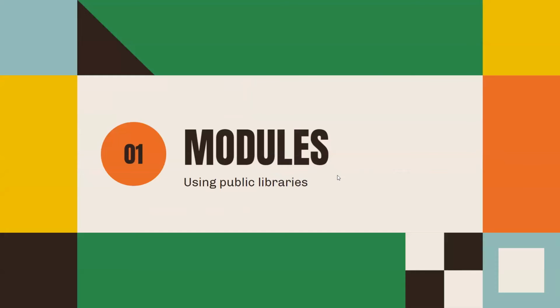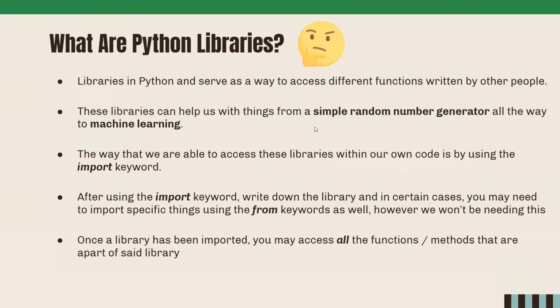Okay, so first off is modules. So let's see, what are Python libraries? A library in Python is pretty much just like a public library. It's a space, or a way that you can access different functions or code written by other people. This is useful because if you had to write out absolutely everything by yourself in Python, it would take forever. Just being able to borrow from people saves you a lot of time. It makes everything a lot easier.